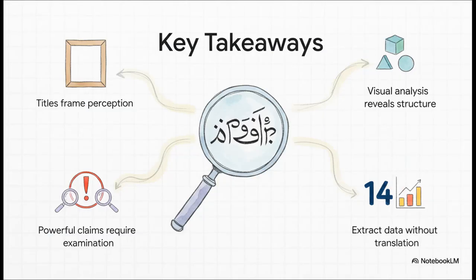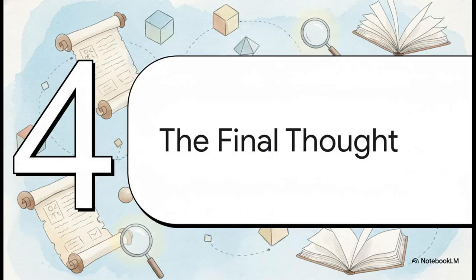So, what are the big takeaways here? First, and this is a big one, titles aren't just labels. They are powerful frames that set up how we perceive information. Second, we proved that we can analyze something structurally without understanding its content at all. And finally, we were able to pull out real, concrete data, those 14 units, from a text we couldn't even read. That's pretty cool. This brings us to a final thought.